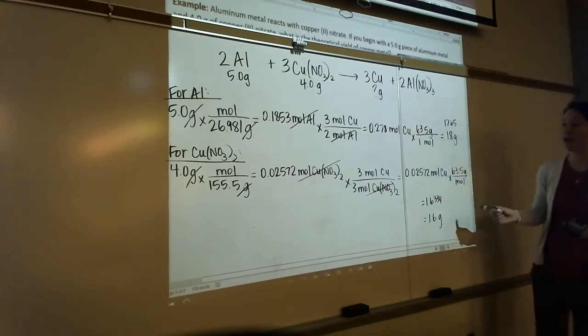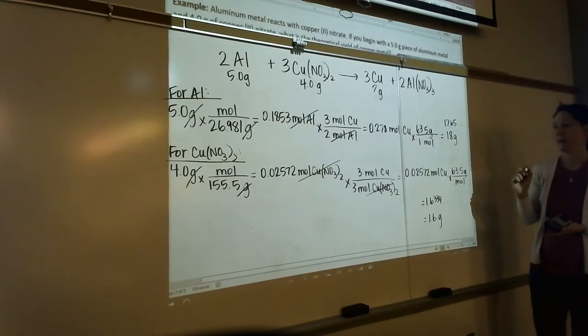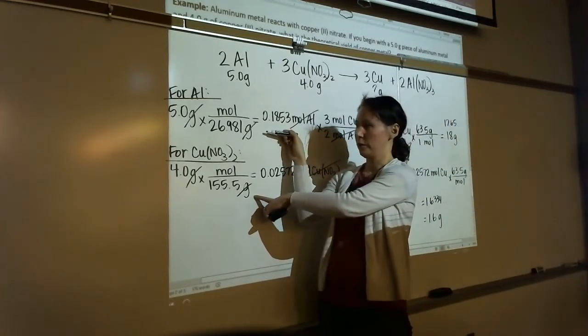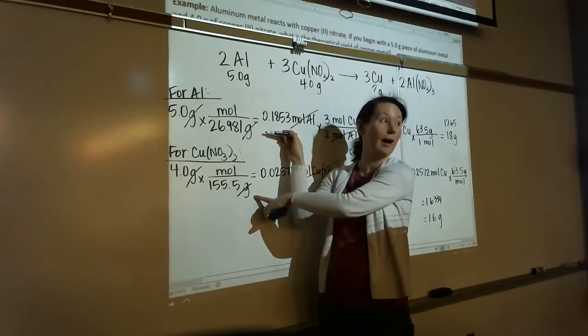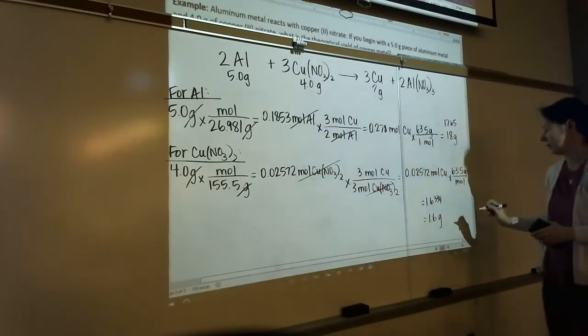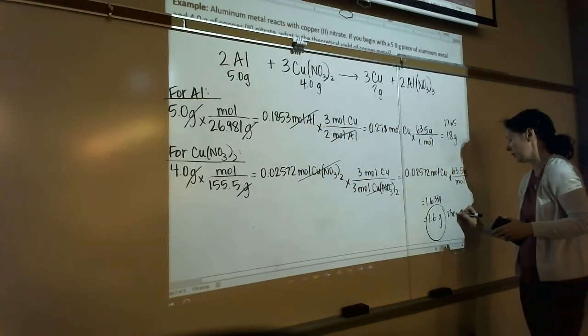So here, the smaller number does end up being the limiting reagent, but keep in mind, look at the differences in molar masses. 26 versus 155, right? The smaller number is not always going to be the limiting reagent. So 1.6, this is my theoretical yield.